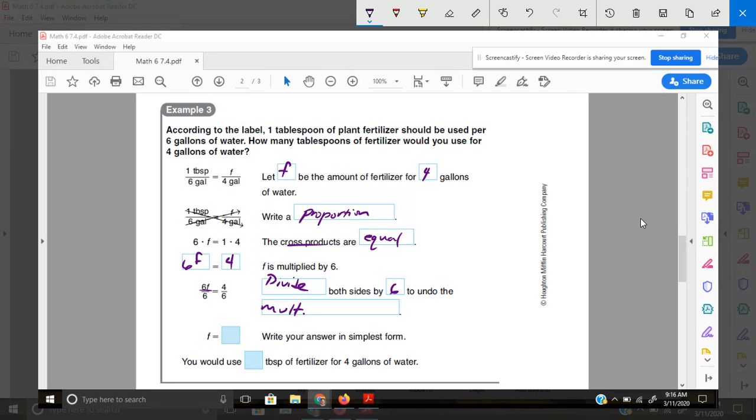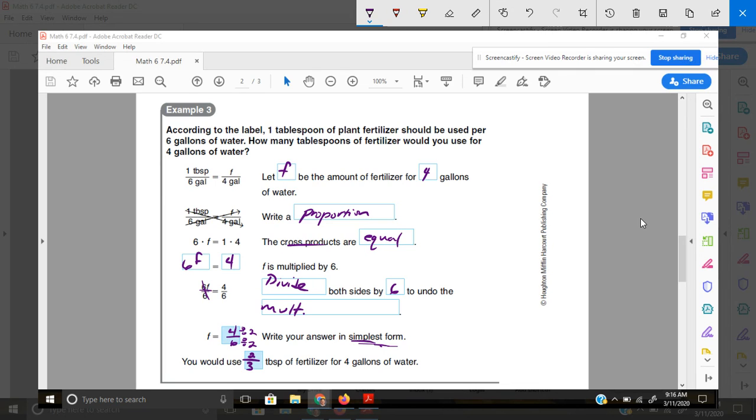So divide by 6 here, it gives me 1F. Divide by 6 here gives me 4/6. 4 divided by 6 is just 4/6. Or if you want to think about it another way, you can put your answer in simplest form. So divide top and bottom by 2, because they're both even numbers. 4 divided by 2 would be 2, and 6 divided by 2 would be 3. So you would use 2/3 tablespoon of fertilizer for 4 gallons of water.